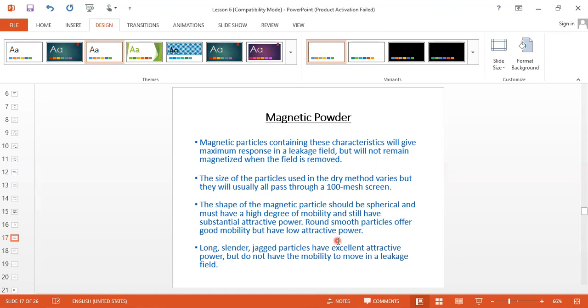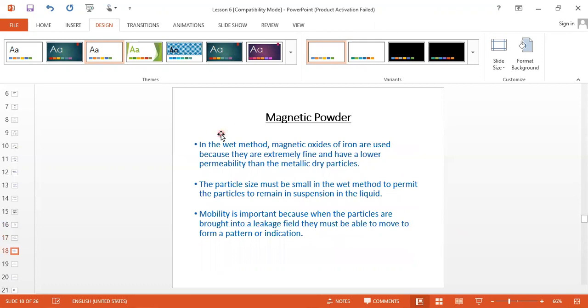One, if there is leakage field, then powder will move towards the defect. That movement depends upon the shape of the powder. If powder is circular, then it will easily move. But the limitation of rounded particle is that there is no pole formation, so attraction is less. So we are making a compromise between rounded and slender type. So we are making spherical, which will give high attraction as well as high mobility. Now long, slender, jagged particles have excellent attractive power, but do not have the mobility to move in leakage field.